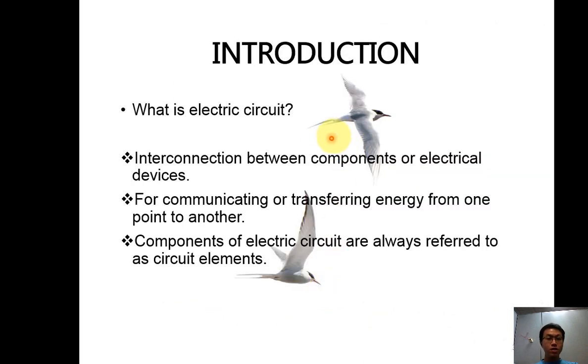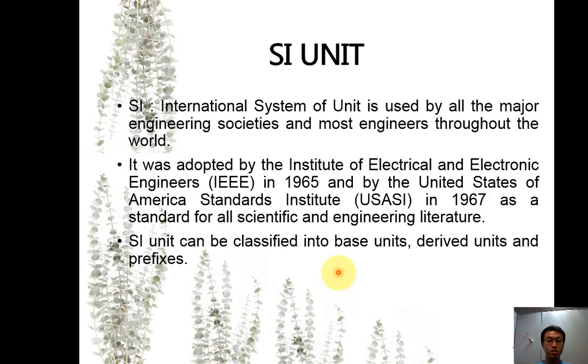So, introduction: what is an electric circuit? An electric circuit is the interconnection between the components of electrical devices for communicating and transferring energy from one point to another. The components of an electric circuit are always referred to as circuit elements. All the components we call circuit elements.